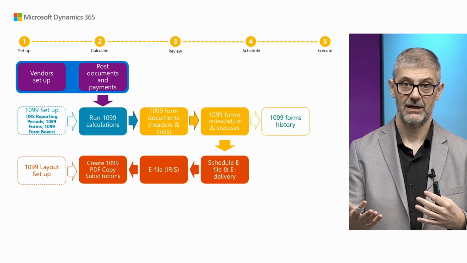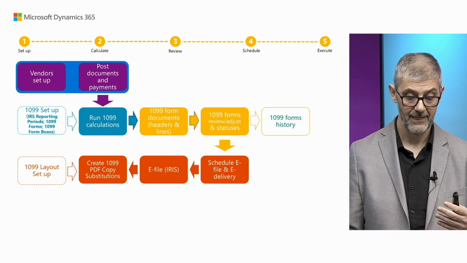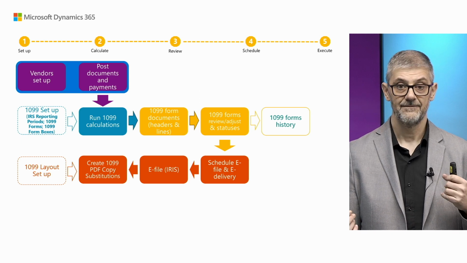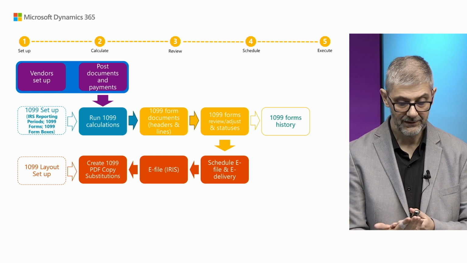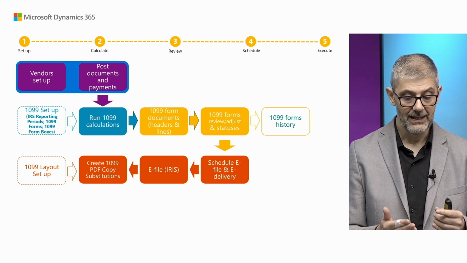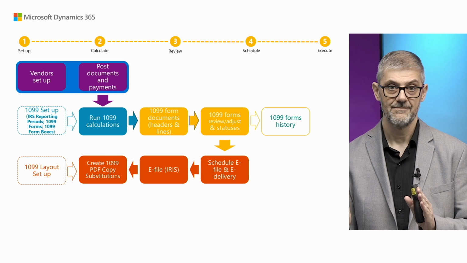Then we have the second part. We need to print forms and send them to our vendors. So how will it work? We will not print on pre-printed forms. We will use plain paper. We will create 1099 PDF copy substitutions.